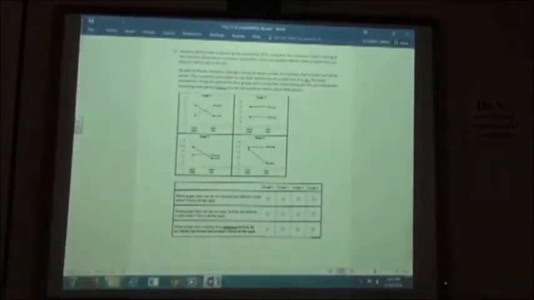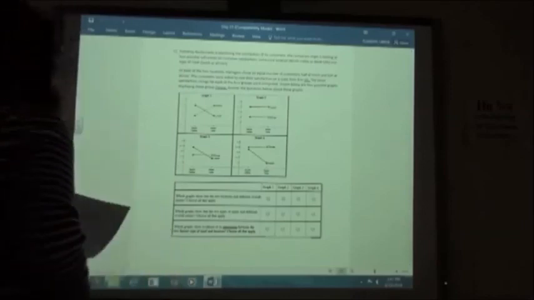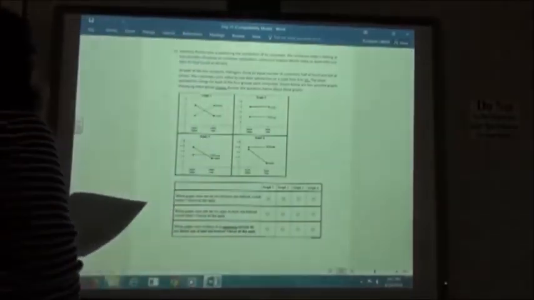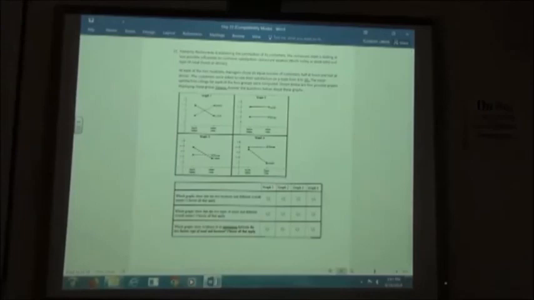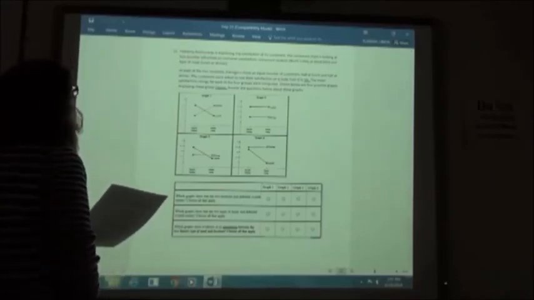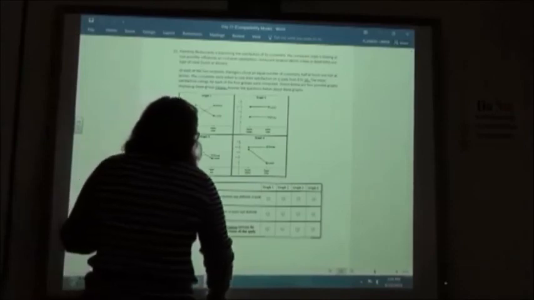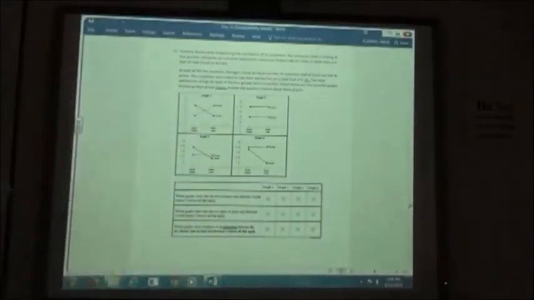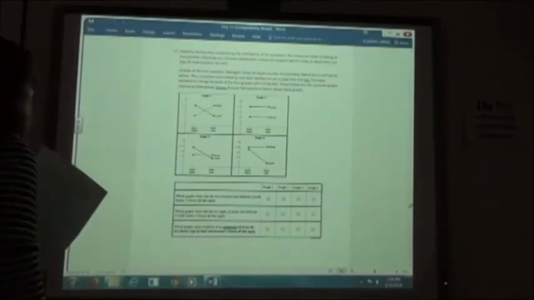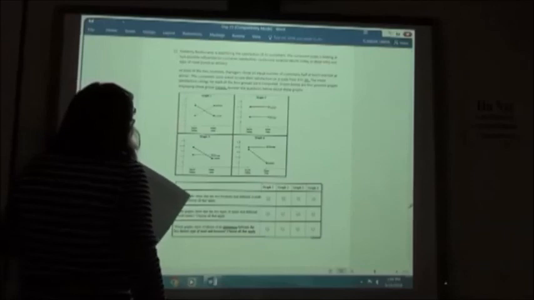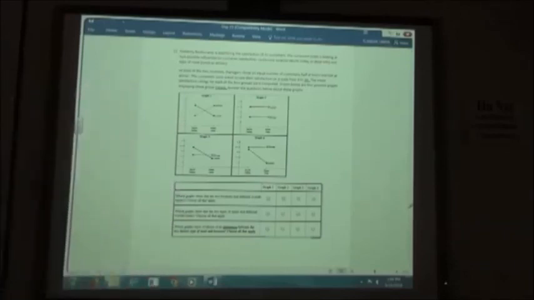Number 12. Pomeroy Restaurant is examining the satisfaction of its customers. The restaurant chain is looking for 2 possible influences on customer satisfaction: restaurant location, North Valley or West Hills, and type of meal, lunch or dinner. At each of the 2 locations, managers choose an equal number of customers, half at lunch and half at dinner. The customers were asked to rate their satisfaction on a scale from 0 to 10. The mean satisfaction rating for each of the 4 groups was computed. Shown below are 4 possible graphs displaying these group means. Answer the questions below about these graphs.